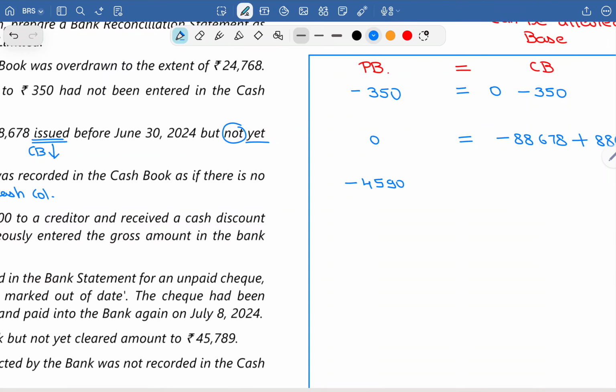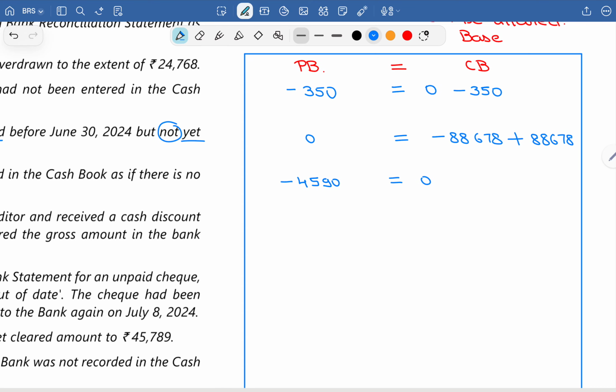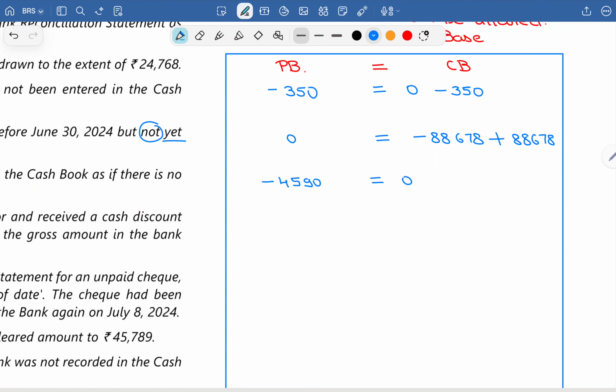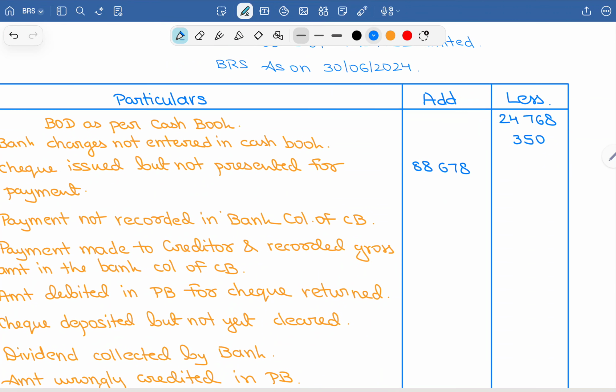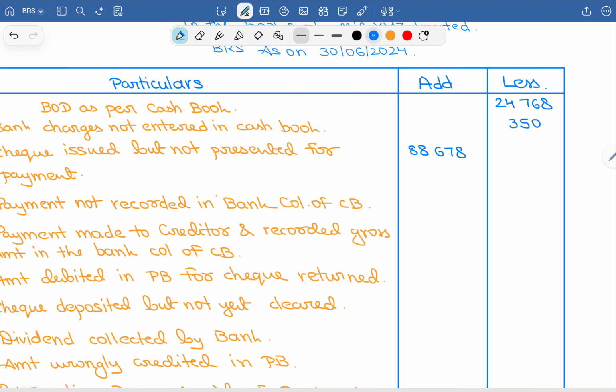But in your cash book, while making the entry, we have not entered it in the bank column of the cash book but entered in the cash column of the cash book. Because of that, cash book balance has not increased or decreased. So to make them equal, in the cash book side, what we have to do? Minus 4,590. So here adjustment number 4, minus 4,590.